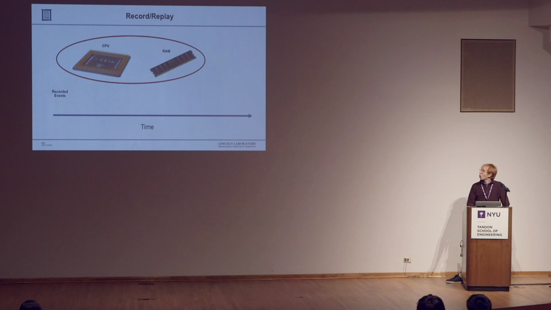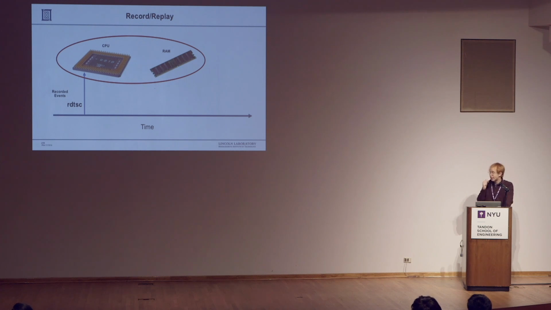So conceptually, you can think of this as drawing a circle around the CPU and RAM and saying this is a boundary, and anything that crosses this boundary, so anything from outside the CPU and RAM that impacts the execution of the CPU and RAM. So that could be instructions that have non-deterministic effects like RDTSC, which will execute differently depending on the state at the beginning of execution.